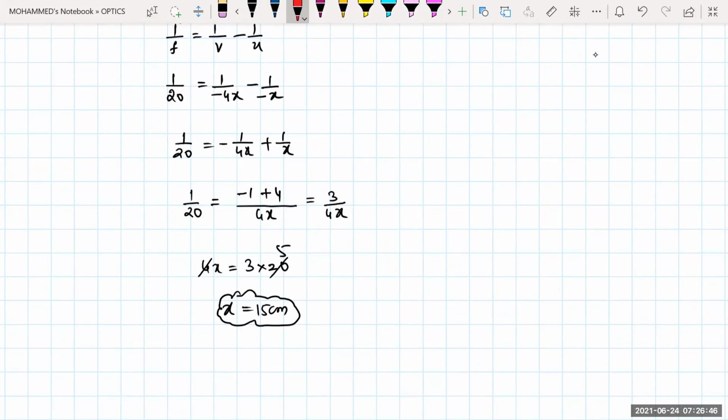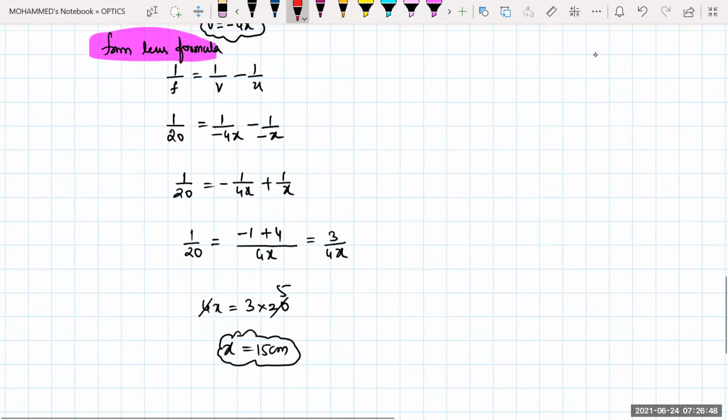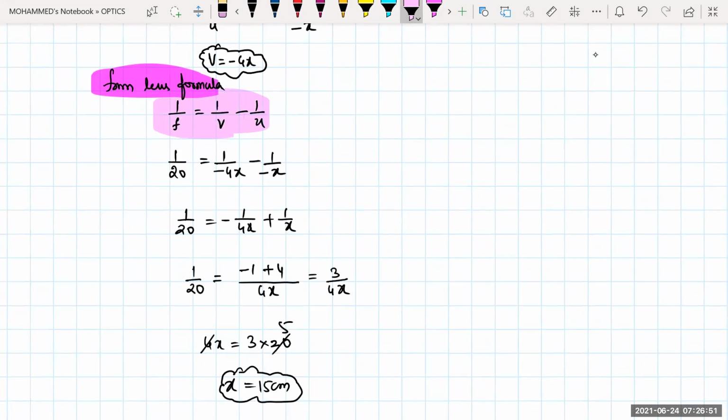So the lens formula is 1 by v minus 1 by u, right? 1 by v minus 1 by u. And for mirror, it is 1 by v plus 1 by u. Plus is for the mirrors and for the lenses it is negative.